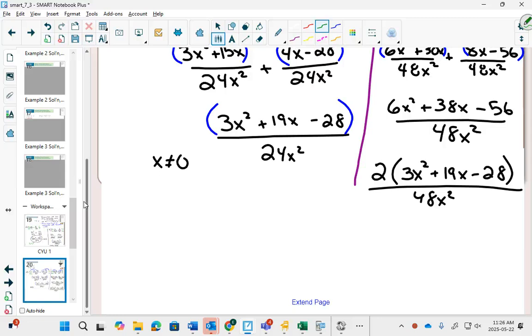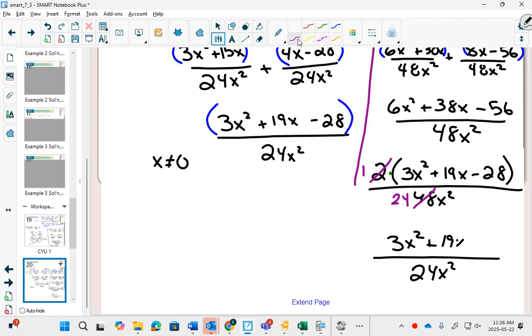And now I'm multiplying. So if I'm multiplying, I can simplify. I'm going to take out my purple pen. I can simplify 2 and 48 would reduce to 1 and 24. And then what would I now have? Well, the bottom is now 24x squared. And since that is just a 1, I'm just left with 3x squared plus 19x minus 28.